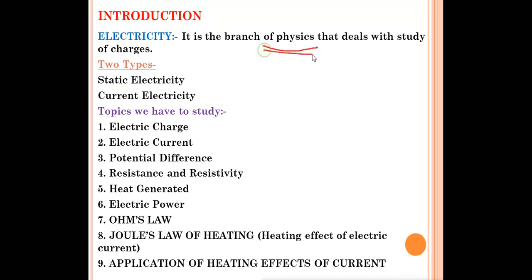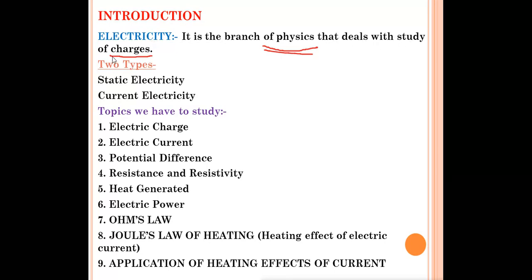In science we have three branches: physics, chemistry and biology. So electricity is a branch of physics which deals with the study of charges. Whenever the word electricity comes, you should remember the word charges. What are the types of charges? Positive charge, negative charges, like that. Electricity means charges. It's a branch of science which deals with the study of charges.